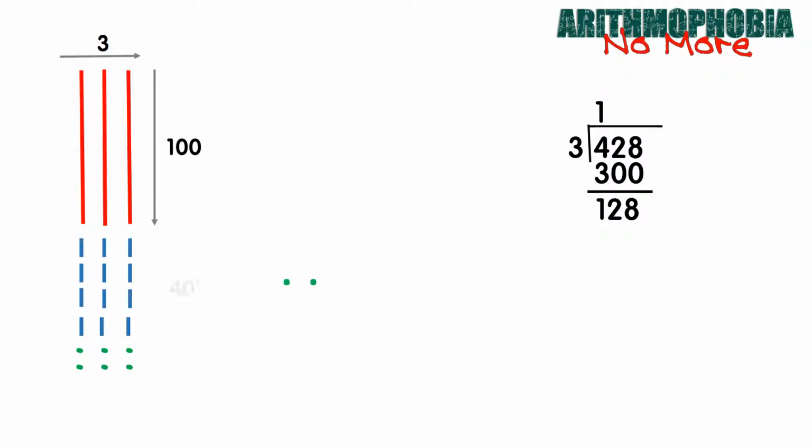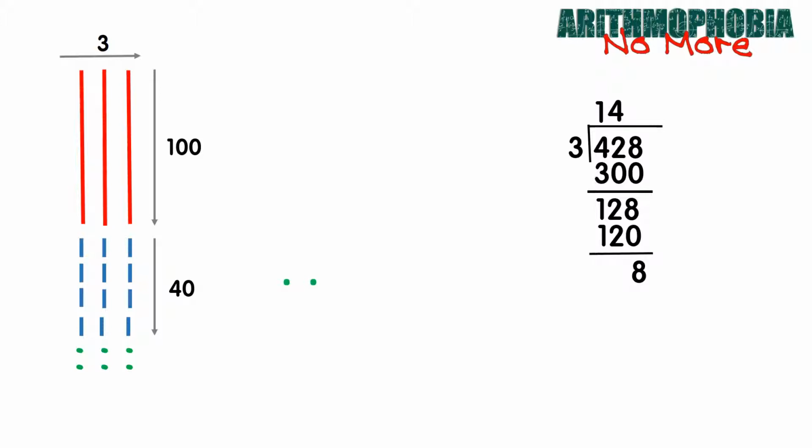Well, if we count down, we can see that there are four 3s in 128, right? We just counted 1, 2, 3, 4 10s. And so that's 40, and we're going to put the 4 above the 2 and multiply that. 4 times, not 4, 40 times 3 is 120. We put that in there. We're going to subtract. We have 8 left.